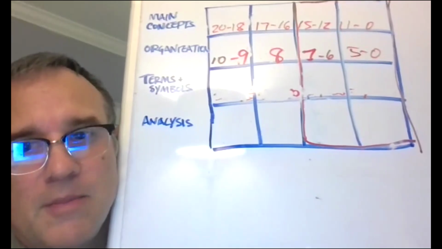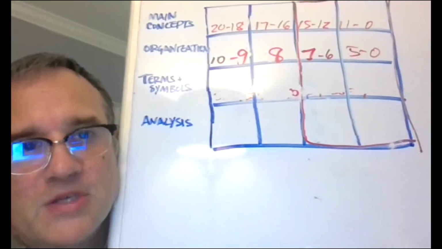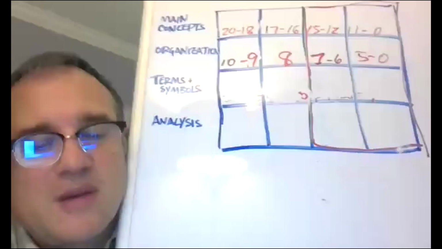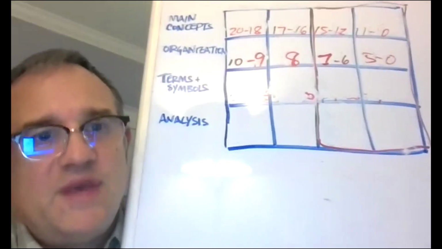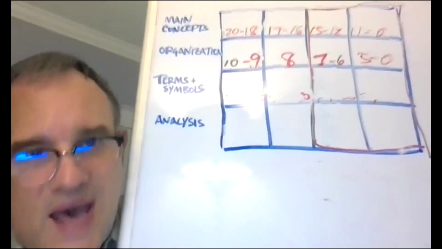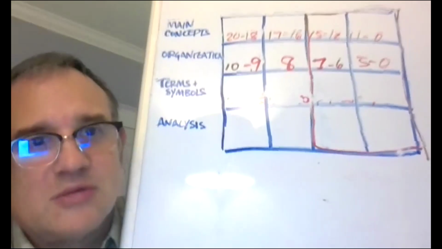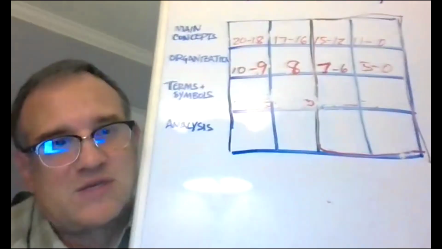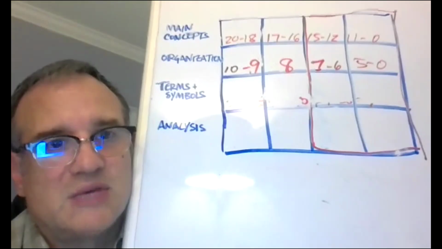Is that clear? You need to think about the purpose of the assignment. That is a short answer rubric. This is for a major assignment, like an essay or research paper.